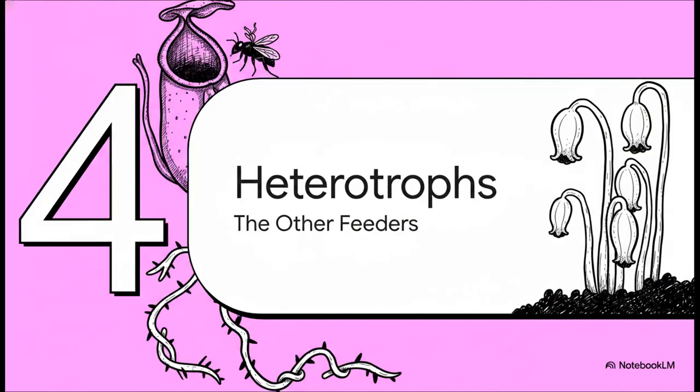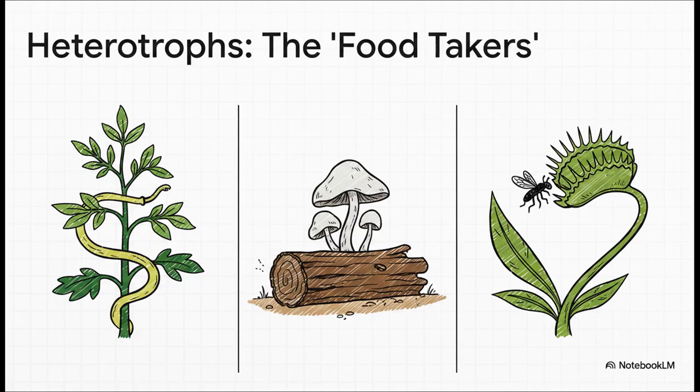Okay, so we've spent a lot of time on the food makers, but what about the other guys, the plants that can't do photosynthesis? Now we're going to switch gears and explore the super interesting world of the heterotrophs, our food takers. And these food takers have come up with some pretty wild strategies. You've got your parasites, which are basically plant vampires. They latch onto another living plant and just steal its nutrients.